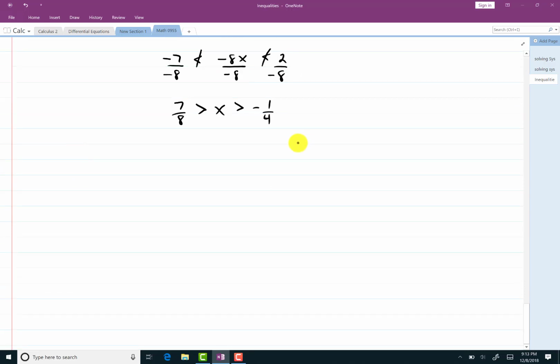So now on a number line, I'm not including either the 7/8 or the negative 1/4. The orientation going from left to right is not exactly the same as here. You always have to put the smaller number first, which happens to be the negative 1/4, and the larger number second. But I will shade in between those values because x is between those numbers.